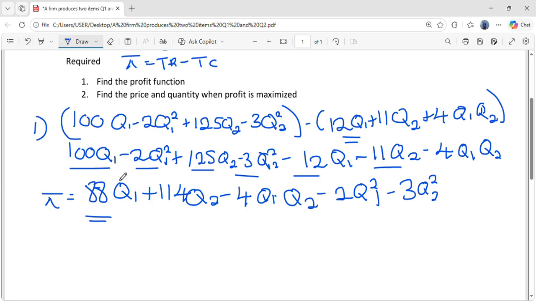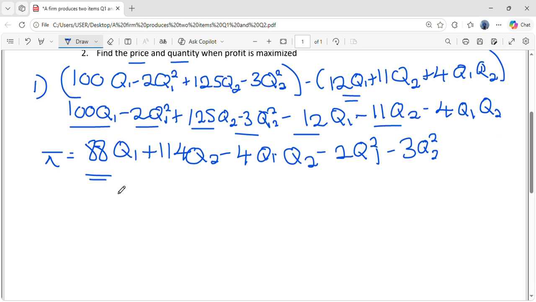We can now come up with the values of price and quantity when profit is maximized. So when profit is maximized, looking at this equation, this is simply a complex equation where we have two unknown variables, both Q1 and Q2. So we need to apply what is called partial derivative. For partial derivatives, we have one rule. If we are going to differentiate Q1, we hold Q2 constant. If we are differentiating Q2, you hold Q1 constant. So in this particular case, we are going to differentiate Q1 holding Q2 constant.